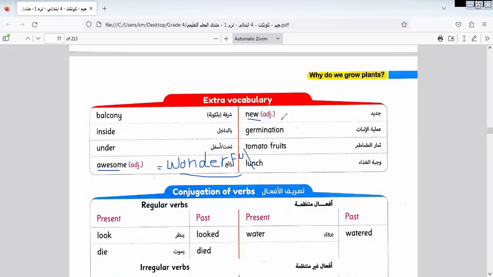We have new. The opposite of new will be what? It will be old. Okay. We have germination. I think we know germination during the lesson. Tomato, fruits, lunch, and lunch. I will explain to you the meals and the verb related to the meals. Okay, we use have before meals.